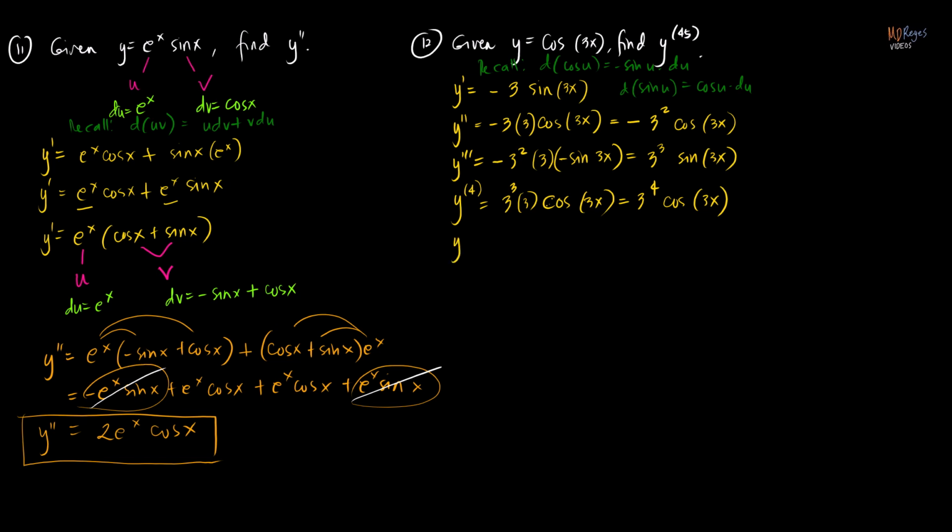Now what is the fifth derivative of the function? The fifth derivative of the function is the derivative of 3 to the fourth times cosine of 3x. So the constant 3 to the fourth will just be copied. The derivative of cosine of 3x is negative sine of 3x times 3. So the result now is 3 to the fifth times negative sine. So I'll write negative 1 here. Negative 3 to the fifth times sine of 3x.